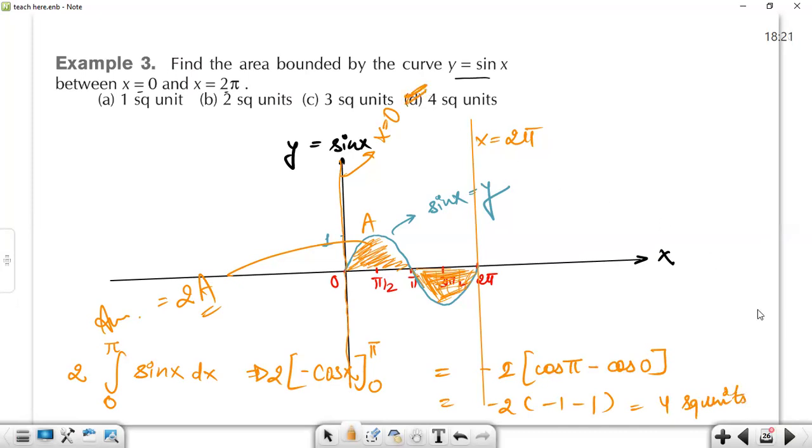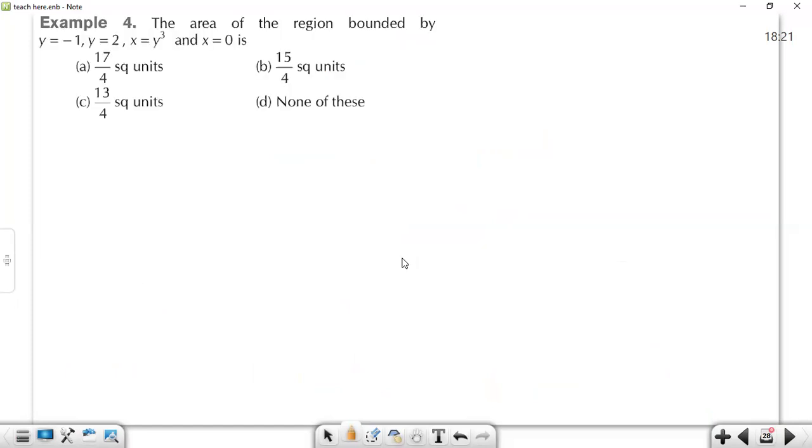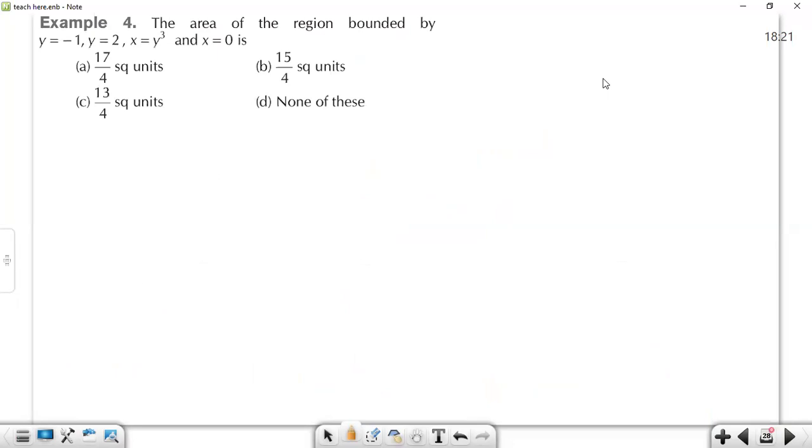Is this clear? Yes, sir. Everything? Yes. Here also we can see they have used the same, but they have not doubled it. They have found the area between this first and the area between this, then thereafter. Okay, so let's now move ahead. Is this example very much clear to you? Yes, sir.